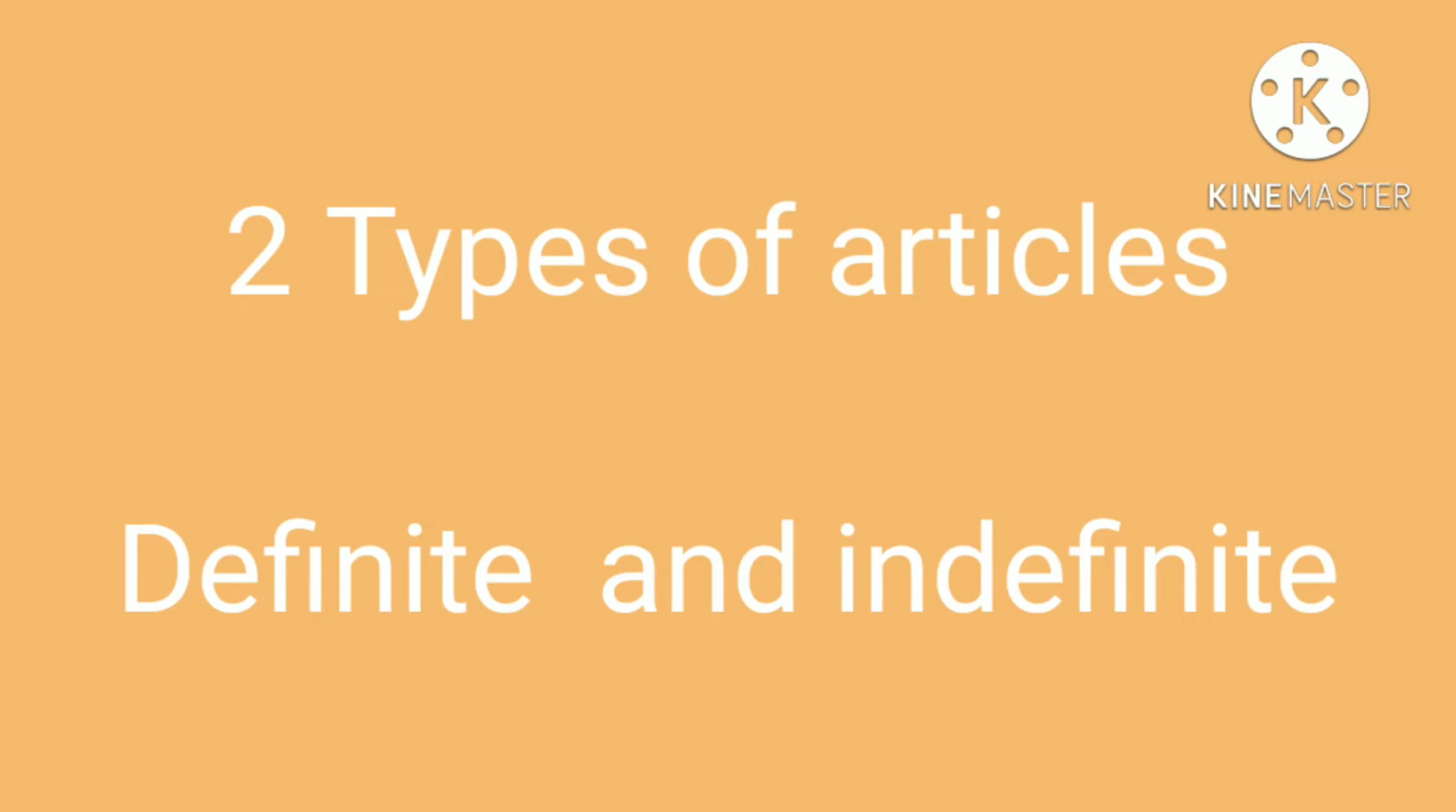So what do you mean by article? Articles are words that define a noun as specific or unspecific. If it's specific, we will use one article, and if it's unspecific, it's general, we will use the other one. I am going to discuss both of them in detail. The two types of articles are definite and indefinite.